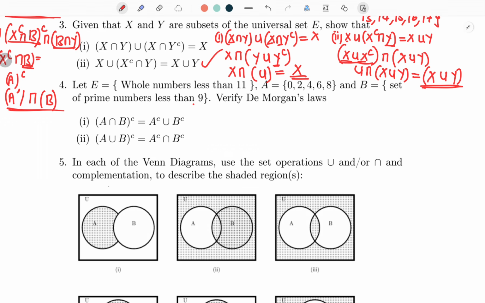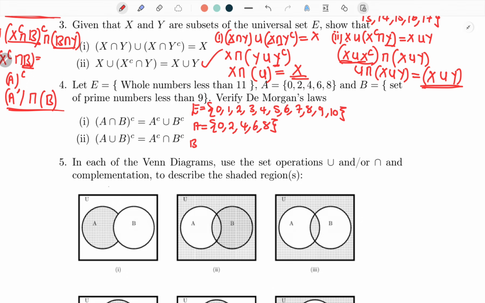So they're saying let E be a set of whole numbers less than 11. So let's name E. So E is going to be this set. Whole numbers start from 0 all the way to 10. So it's going to be 0, 1, 2, 3, 4, 5, 6, 7, 8, 9, 10. They should be less than 11. We have them. Then they're saying A is actually given. It is 0, 2, 4, 6, 8.